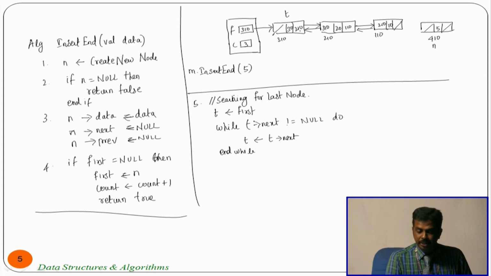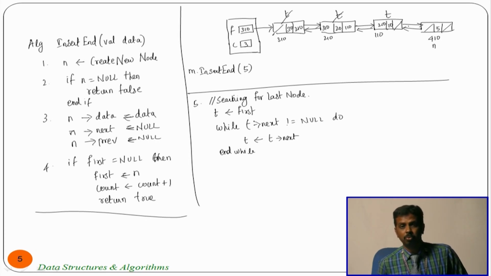So here it will be checked, 210 is not the last node, it will be moved here. Then 110, it will not be moved further. Then this next field is a null, so it will get terminated. T of next equal to null, so it will get terminated. So we know the address t and n. I have to create a link between t and n. So only 2 links have to be created, this and this, then you can return true.